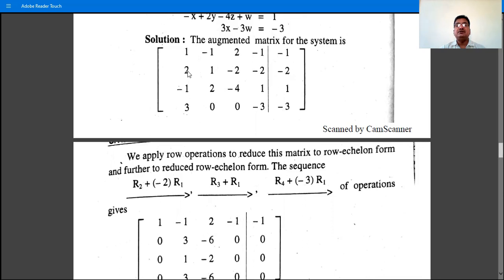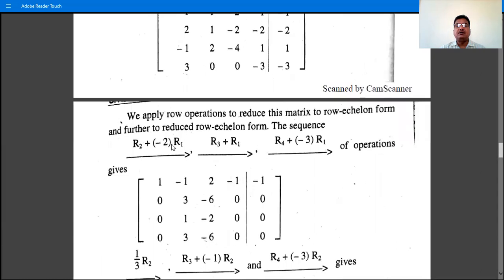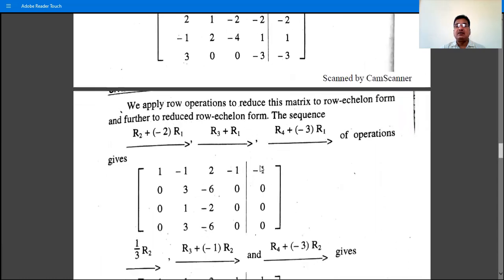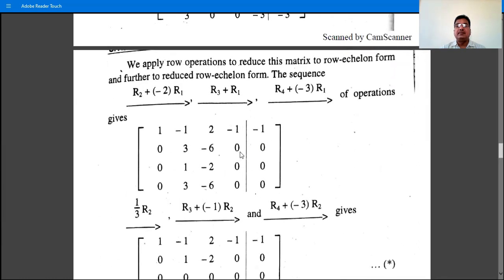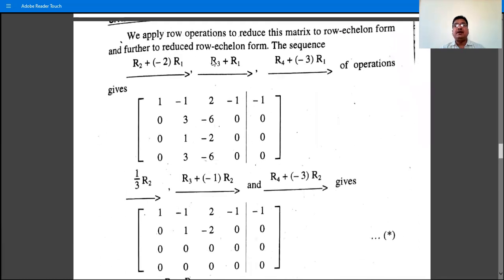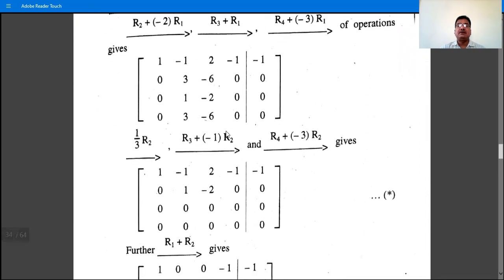So reduce this minus this 2, minus 1 and 3 to 0. So these are the operations: R2 minus 2 R1, R3 plus R1, and R4 minus 3 R1. After operating this transformation, we have this matrix. Then we have to reduce this 3 to 1, so 1 by 3 R2, or interchange the second and third row.